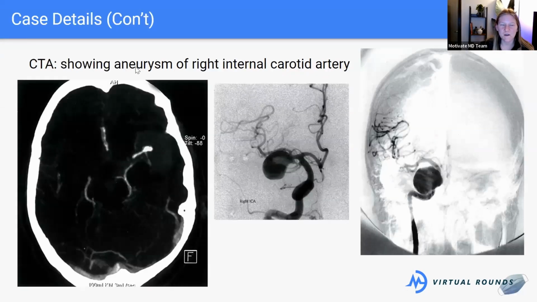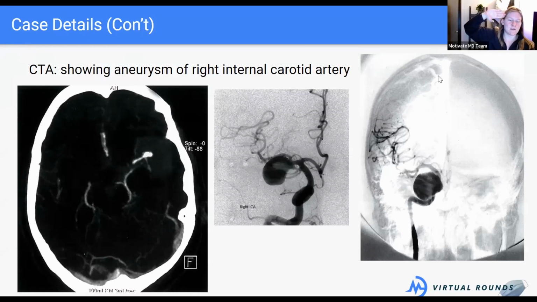All right, so this is his CT angiogram that came back after we did our admission and everything. It's basically showing an aneurysm of the right internal carotid artery. This is a coronal view where we take a slice going down the center of the head. Again, the patient is facing us, so this is going to be on the patient's right side, even though it's our left.